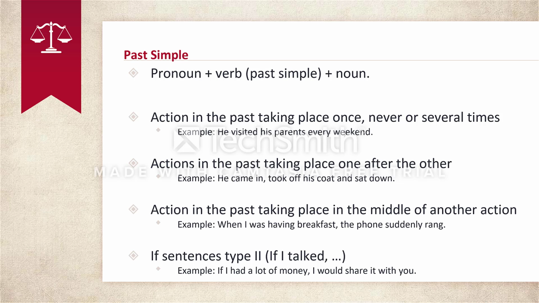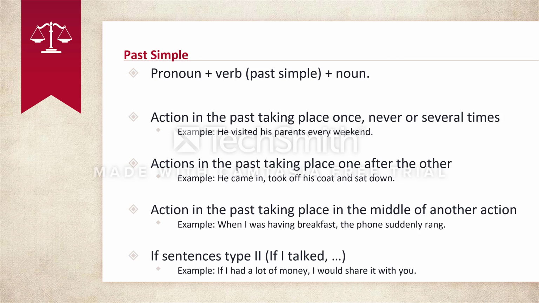Now let's move on to the following point. It says actions in the past taking place one after the other. So the example reads, he came in, took off his coat, and sat down. So we have three actions that are in a list format, correct in one sentence, which means that they are one after the other. So first, he came in. After he entered or came in, he took off his coat, and then he sat down. So they are successive actions.